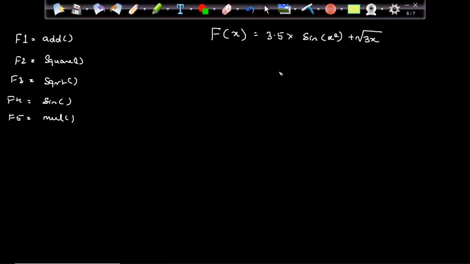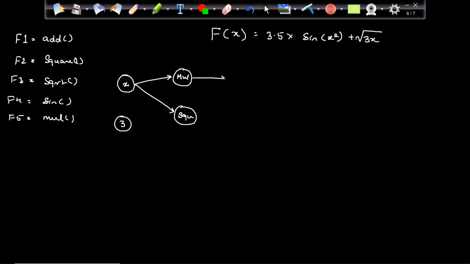Let's try to create the network. X is one of my inputs. 3 is one of my inputs. You can see here I have 3x, and I have x also here. So from this x, I will create one neuron which will multiply. And from this x also, I will create one more neuron which will do the square.